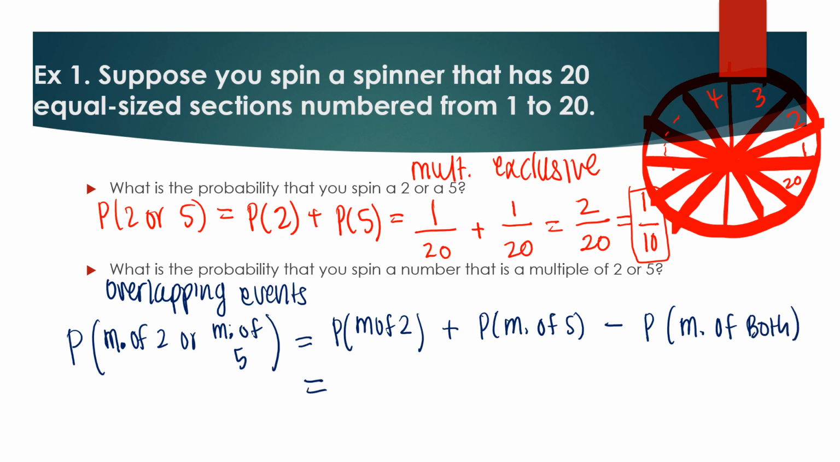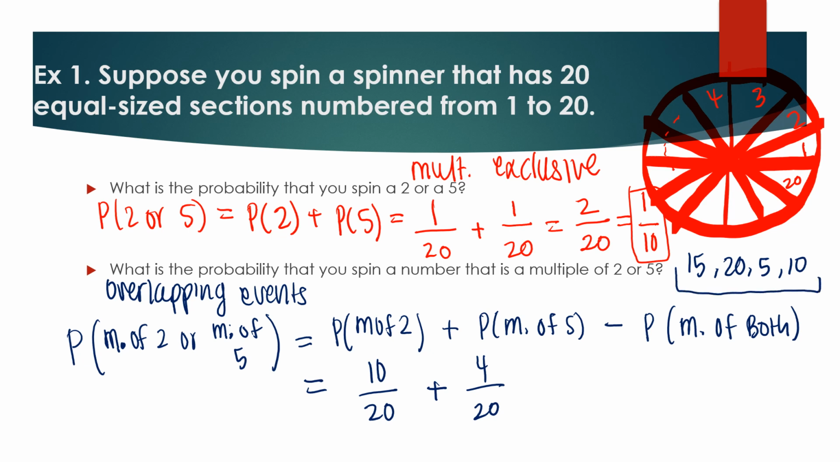So how many multiples do we have of 2 in between 1 and 20? That's going to be 10. And then we have a total of 20 spaces that we could land on, plus probability of multiples of 5. We have 15, 20, 5, and 10. I did it in a random order. So that's going to be 4 out of 20. And out of these multiples of 5, how many of those are multiples of 2? So 20 and 10 are multiples of 2. So we're going to go ahead and subtract the ones that were multiples of 2 and 5. That would be 2 out of 20.